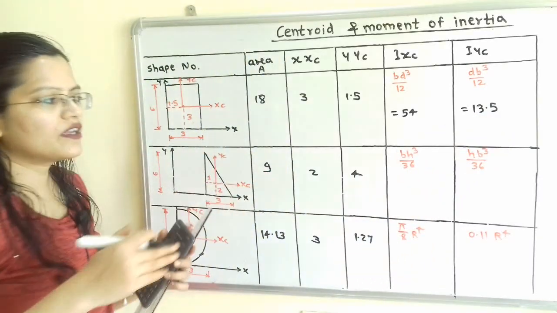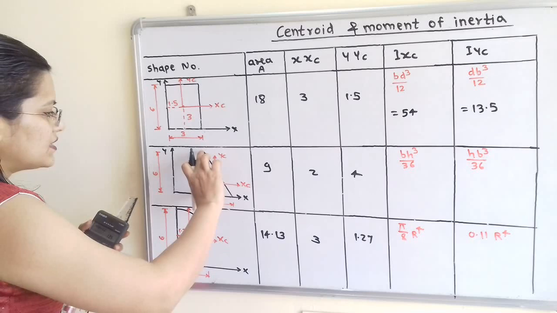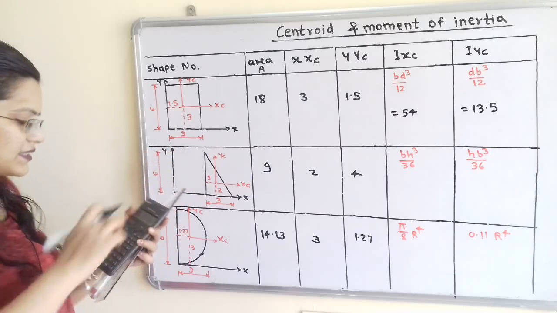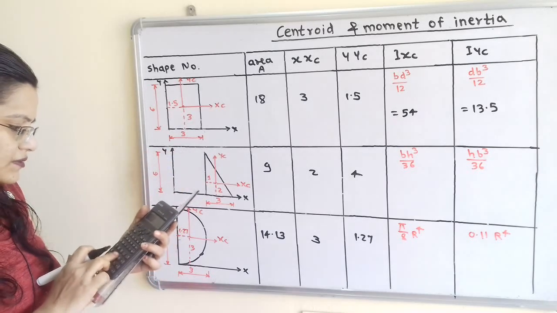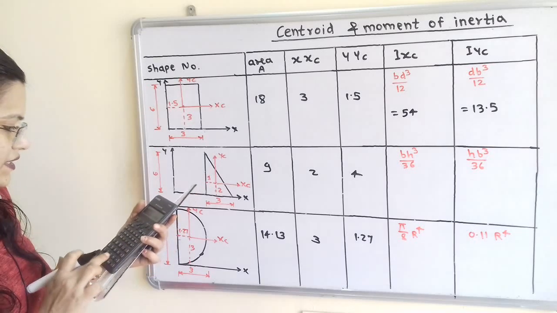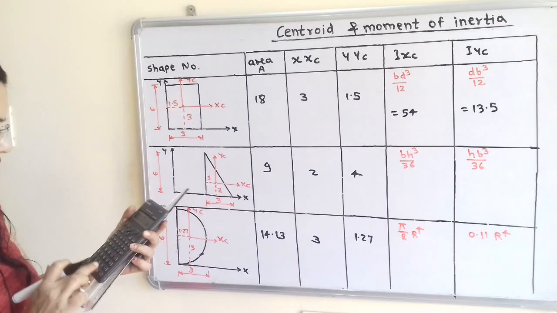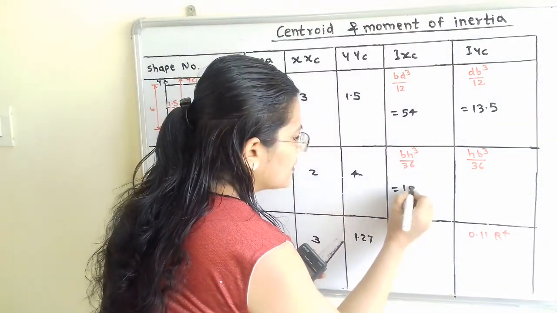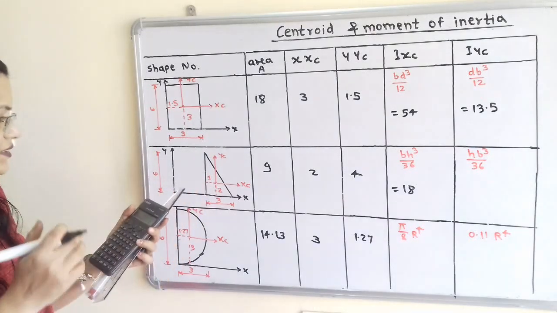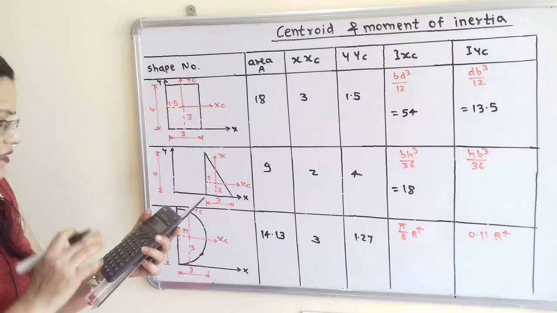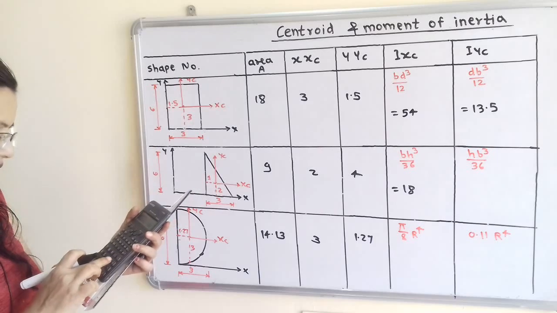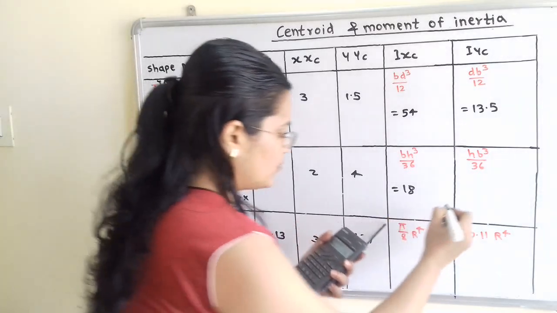Then next for the triangle, bh cubed. Here h is this height and b is this base. So for Ixc, 3 multiplied by 6 cubed, 6 multiplied by 6 multiplied by 6, multiplied by 3 divided by 36, is equal to 81. Then hb cubed. Again h is the height and b cubed is 3 multiplied by 3 multiplied by 3, that is 27, multiplied by 6 divided by 36, that is equal to 4.5.